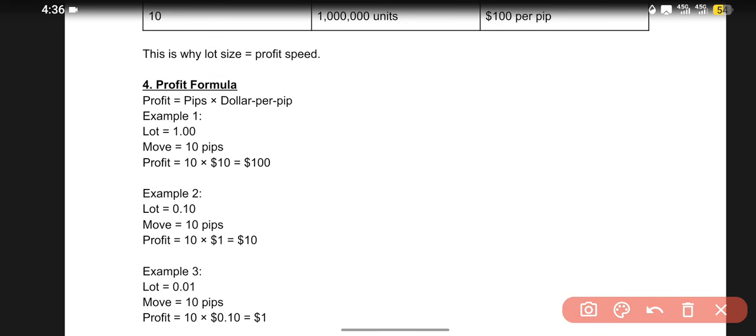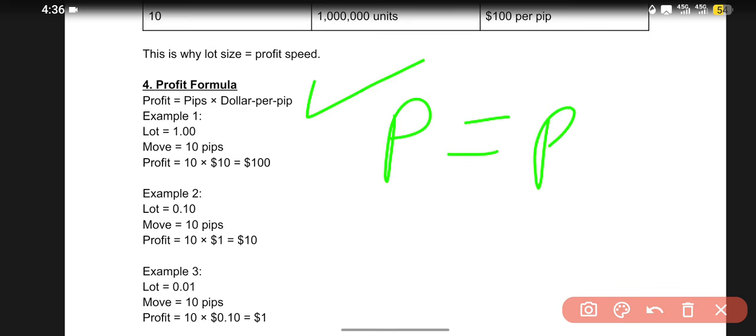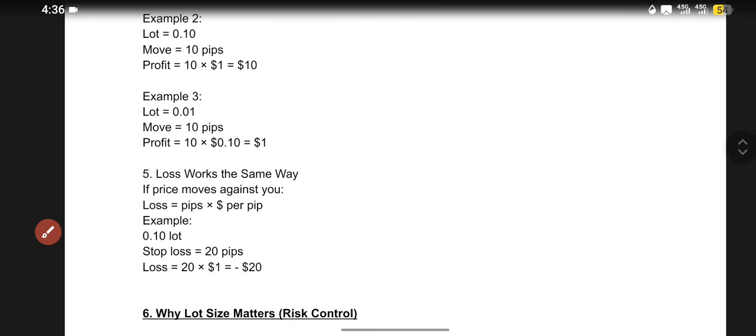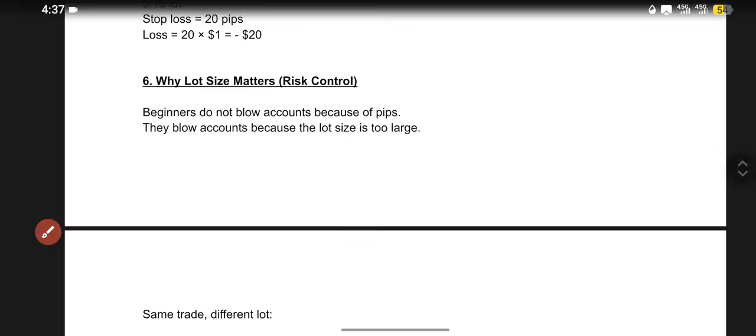Now, for example 2, we have 0.1 lot, and with the 0.1 lot, fixing it into the formula, which is profit equal to pip times the amount per pip. So we do the same for the rest. Now let's move to why lot size matters.